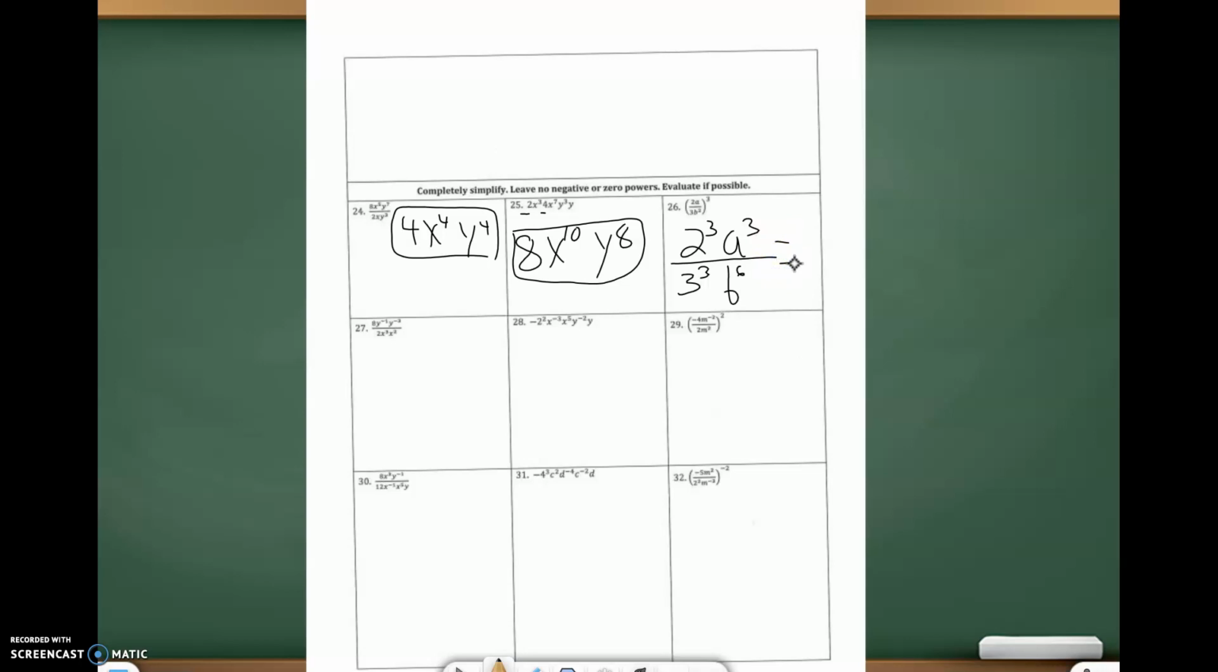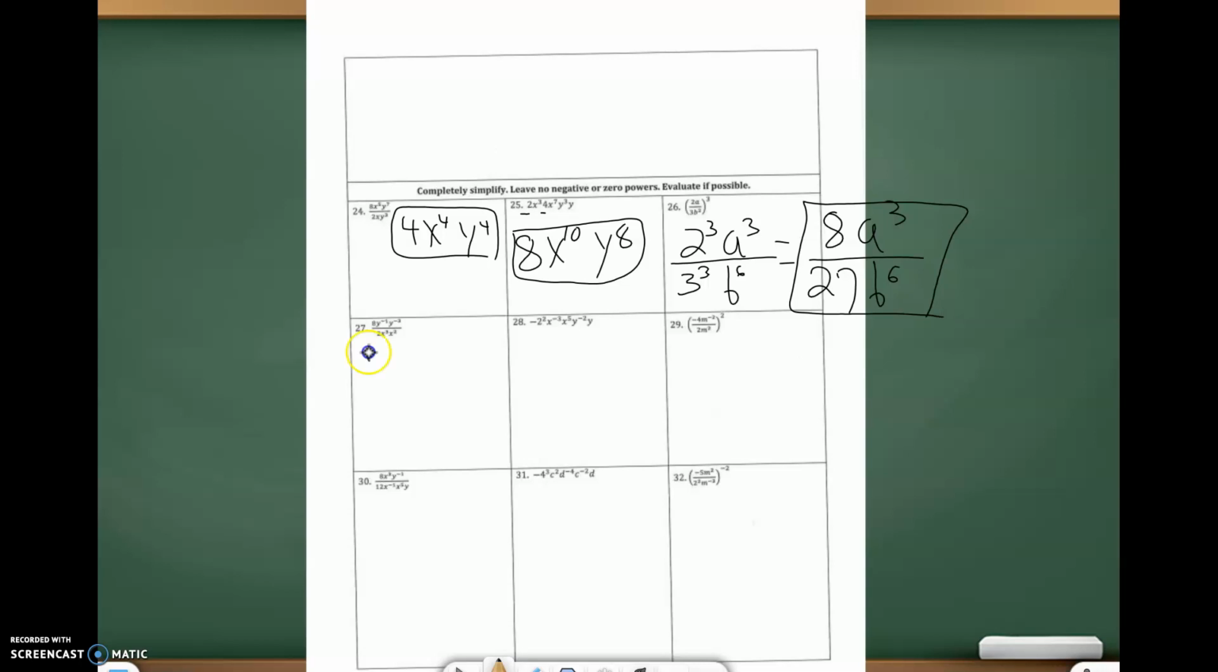Well, 2 cubed would be 8, right? 3 cubed would be 27. Then we have a cubed, b to the 6. Done. Okay. Next one.